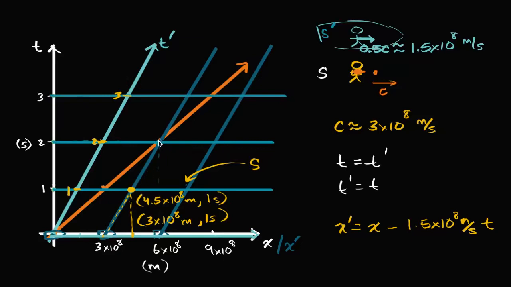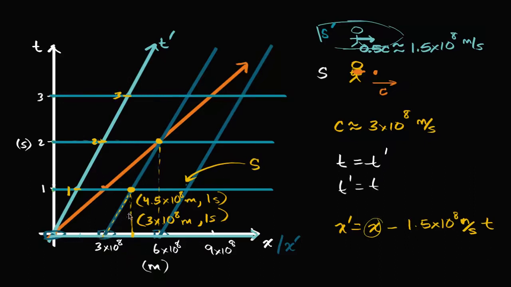After 2 seconds, so let's look at this point right over here. In my frame of reference, that person is sitting at 6 times 10 to the 8th meters in the positive x direction. But in Sally's frame of reference, in the S prime frame of reference, they're still at 3 times 10 to the 8th meters in the positive x direction. So we would multiply 2 seconds times 1.5 times 10 to the 8th, so we have 3 times 10 to the 8th meters. So we take 6 times 10 to the 8th, we subtract out 3 times 10 to the 8th, and we get the coordinates in S prime.